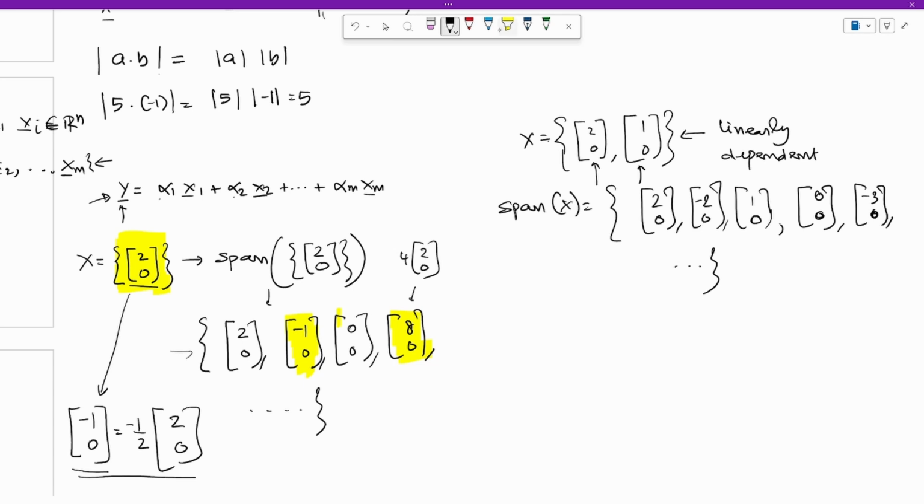Now let's choose one vector. Let's say I choose this. How can I produce minus 3, 0 from the elements of x? Well, I can do minus 1 times 2, 0 and then plus minus 1 times 1, 0. That will give me minus 3, 0. I can ask, is this the only way you can produce it? Is there another way you can produce minus 3, 0 using 2, 0 and 1, 0?